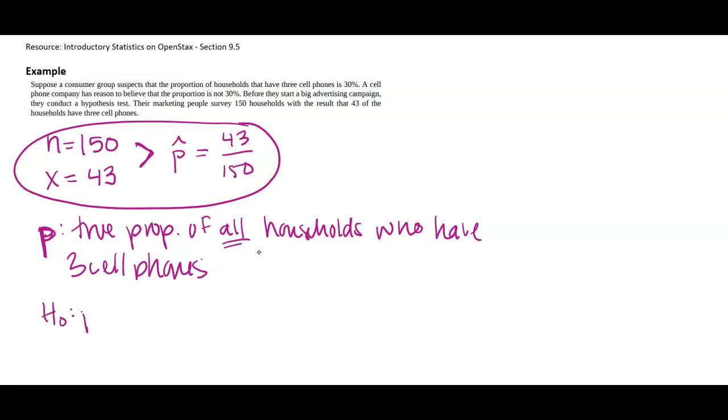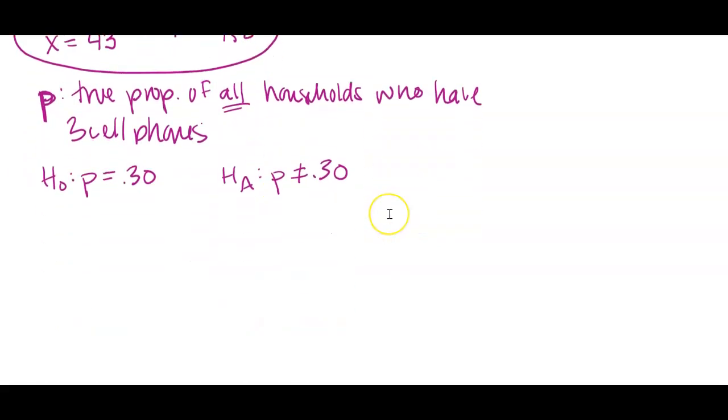So I'm going to center my distribution at 30, and I just want to know if it's not 30. It doesn't say less than or greater than, just not. So that's the center of my distribution, 0.3, and then I'm going to run a two-tailed test. Now, since this is a proportion, I can use the z distribution.